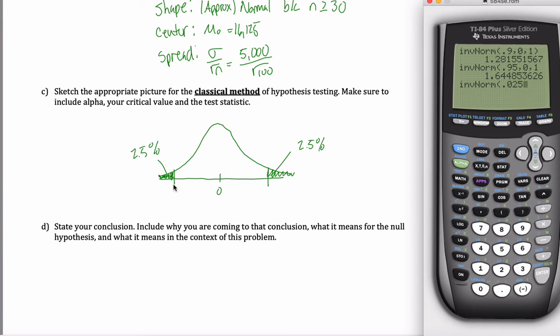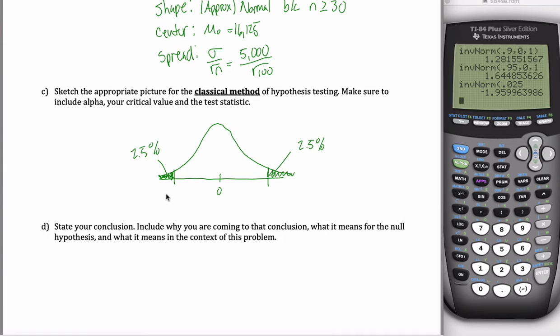So the area to the left of this point is 0.025. And then the center and the spread are 0 and 1. You can put comma 0, comma 1. If you leave them out, it just assumes comma 0, comma 1. At any rate, this is negative 1.96 over on this side, which means this is positive 1.96 on this side.